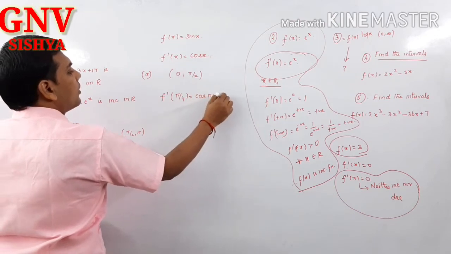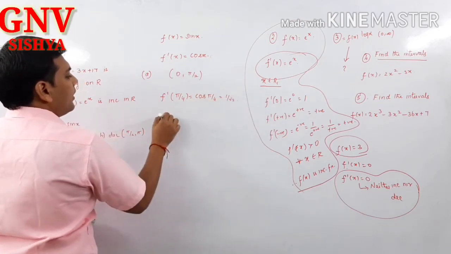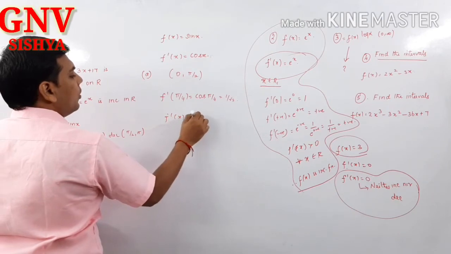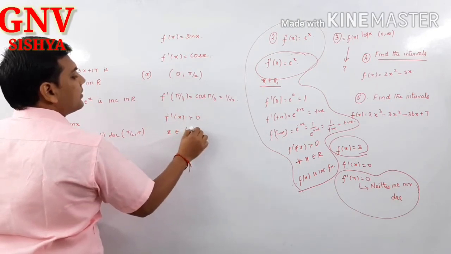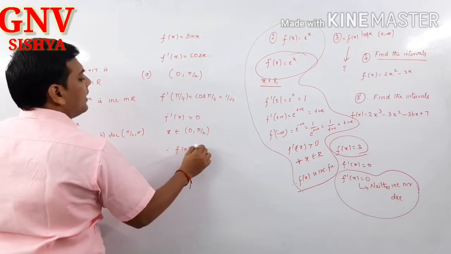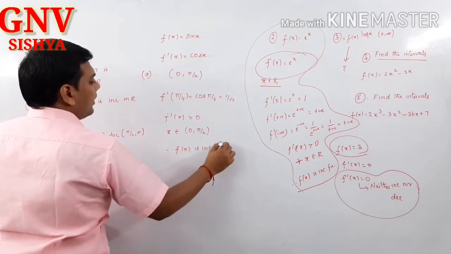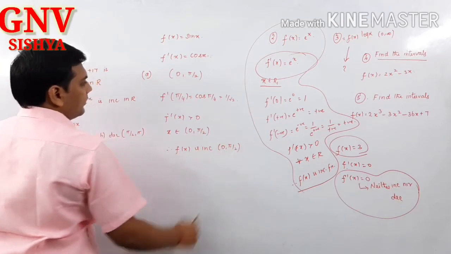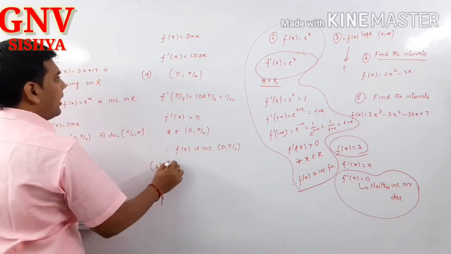What is cos pi by 4? 1 by root 2, correct? So f dash of x is greater than 0 when x lies in the open interval 0 to pi by 2. Therefore, f of x is increasing in the interval 0 to pi by 2. Can you understand? Now B, let me take, what is the interval?